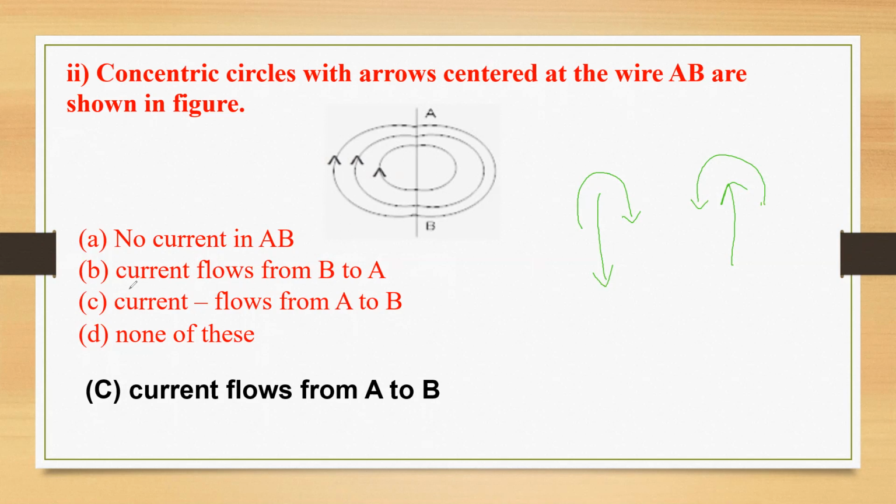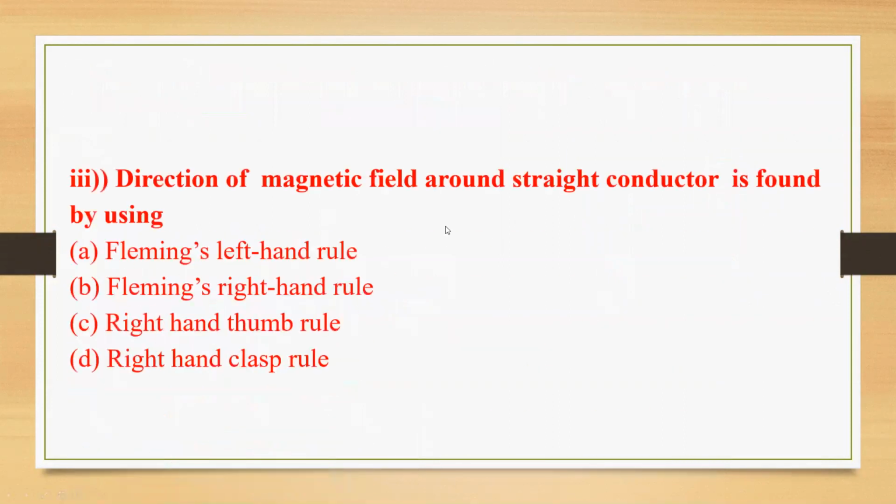Now you see the option where current flows from B. It is also wrong. Current flows from A to B. Isn't it? Because when the current flows from top to bottom, then only it is in a clockwise direction. It is showing a clockwise direction, no? So option C is the correct one. The current is passing from A to B, isn't it? Move to the next question.